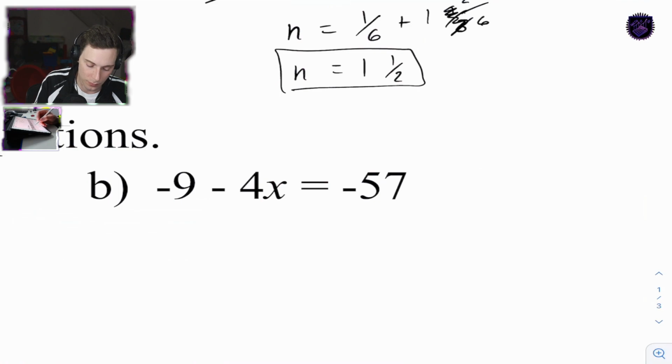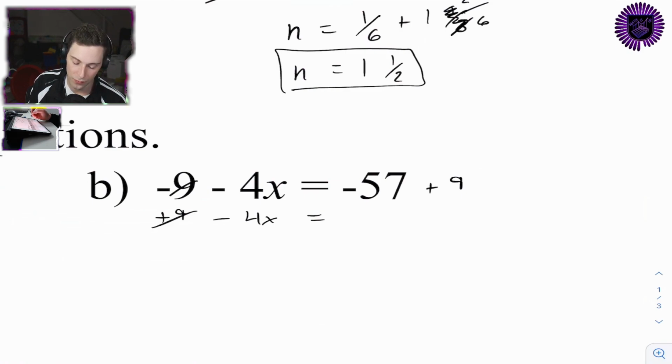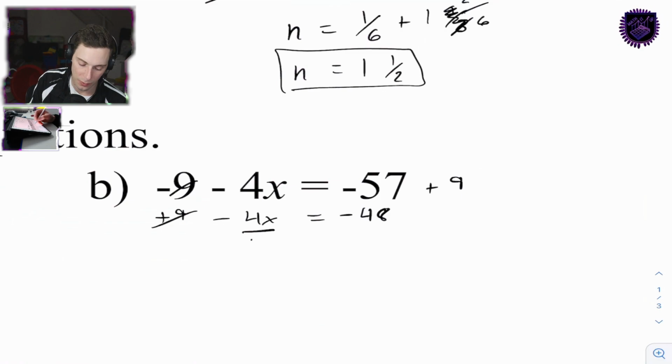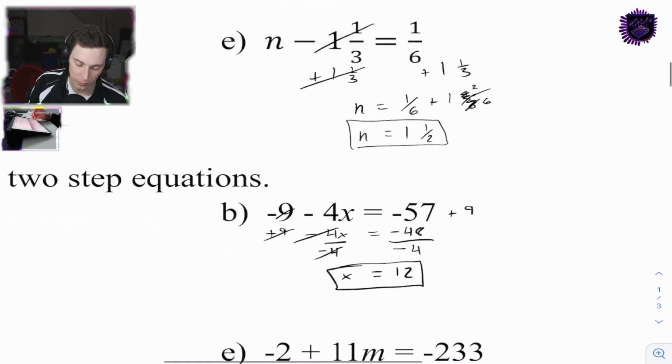Negative 4x plus 9. Negative 4x is equal to negative 57 plus 9. Negative 4x is equal to negative 48. And then we can divide each side by 4, each by negative 4, actually. The negatives cancel out, and we're left with x is equal to 48 divided by 4, which is 12. X is equal to 12. All right.